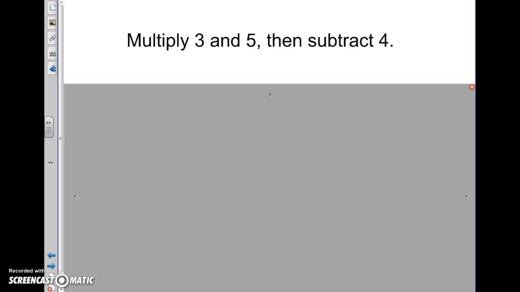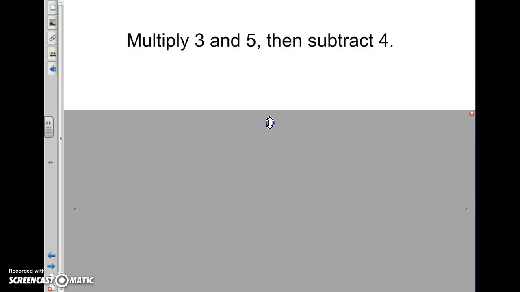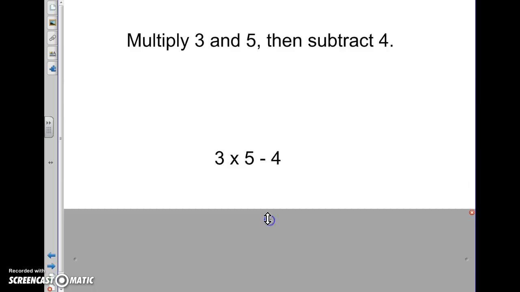Okay, for this first one, we'll have the calculation multiply 3 and 5, then subtract 4. So, we are basically following the steps, following the directions here, this calculation, to write into a numerical expression. So multiply 3 and 5 looks like 3 times 5, and then subtract 4 means minus 4, right? So here you'll see this expression represents this calculation. So we have multiply 3 and 5, 3 times 5, then we're subtracting 4, minus 4.